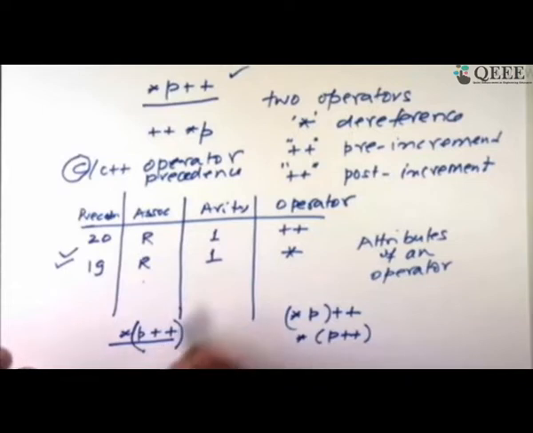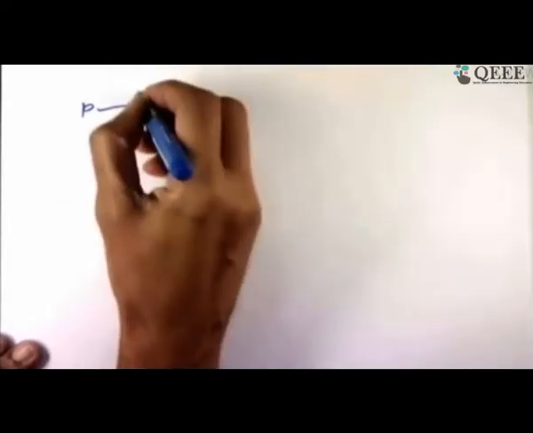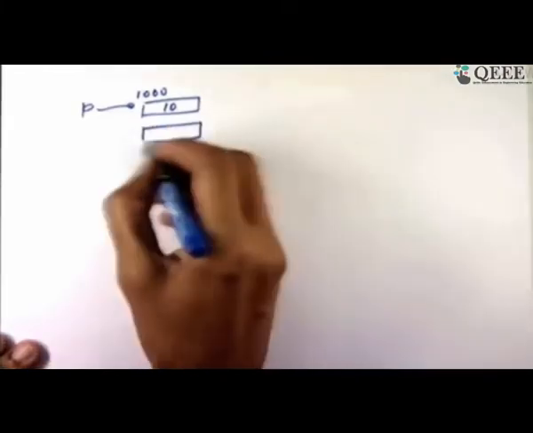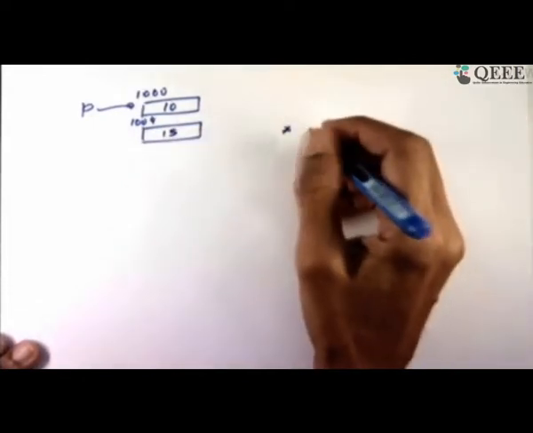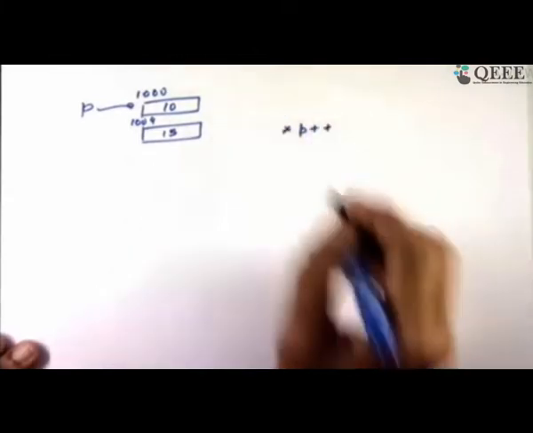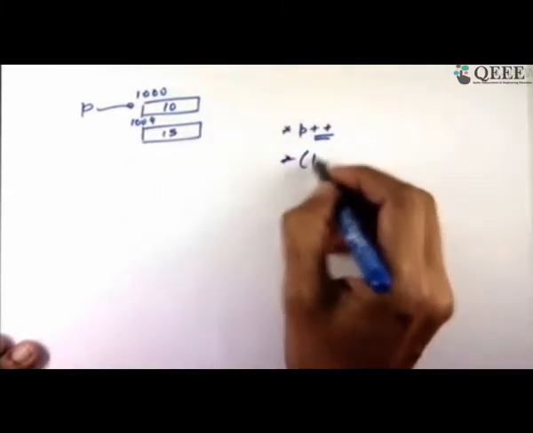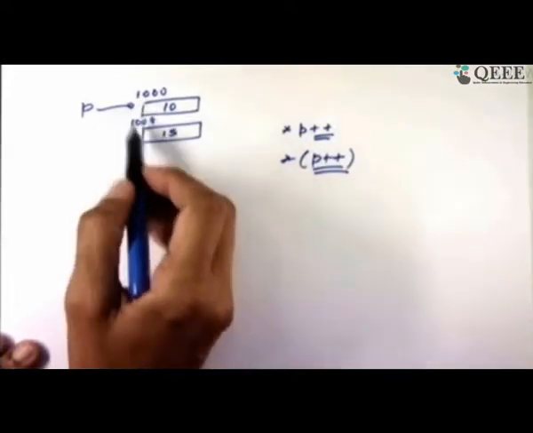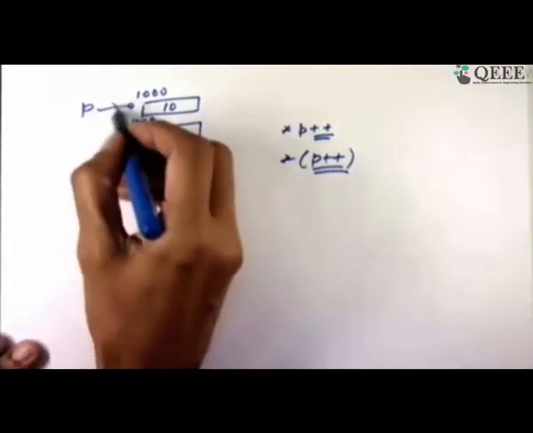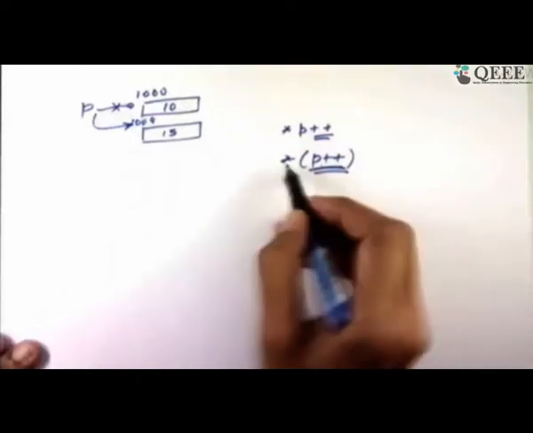So if this is the interpretation under my given explanation, then what will happen in this case? Star p plus plus will look like a strange thing. Suppose p is pointing to some address, let's say 1000, which has the value 10. I'm assuming pointers to integers. And this is, let's say, 1004, which has the value 15. And then I do star p plus plus, and my interpretation was this is higher, so I'll first do p plus plus. So p is 1000, p becomes 1004, and then you dereference, you get the value 15, this is the answer.